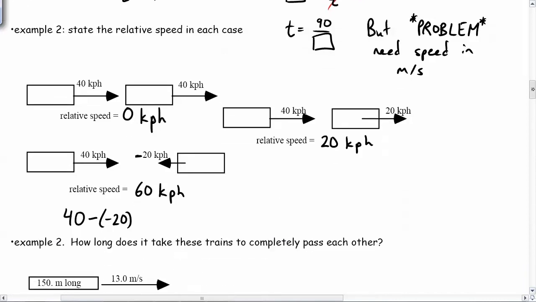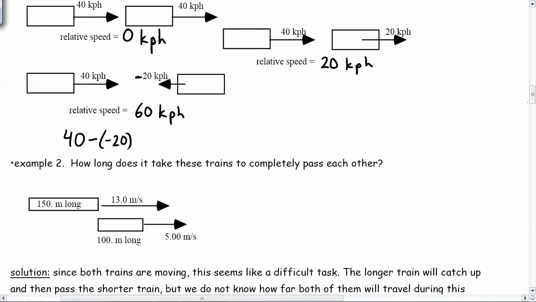So, last example. We've got two trains. One is 150 meters long, going at 13 meters per second, which is actually not as slow as it sounds. The other one's 100 meters long and it's going at 5 meters per second. And we want to know how long it takes for the long train to pass the short train.